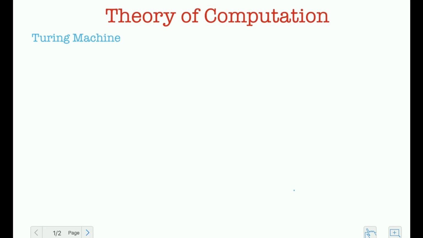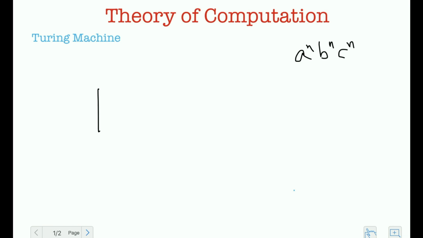Hello everyone. In this video we'll start talking about Turing machines, which accept recursively enumerable languages. Of course, they are going to accept context sensitive languages. So if I have something like a to the power n, b to the power n, c to the power n, we could construct a Turing machine which accepts this language.